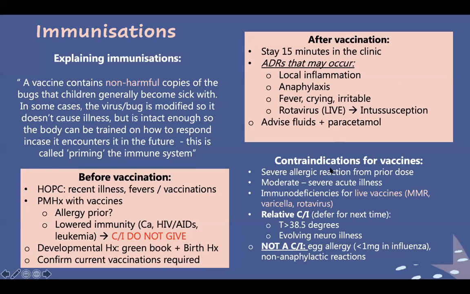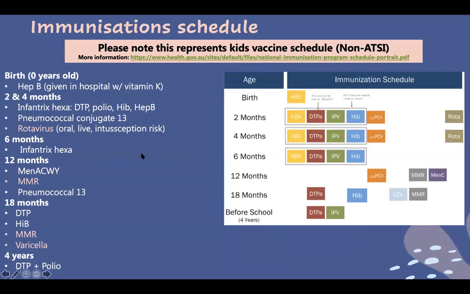If they have immunodeficiency, they can't, or even if they're pregnant, they can't have live vaccines. So as you may already know, MMR is contraindicated in pregnancy for that reason, varicella and rotavirus as well. And some relative contraindications are if they're febrile greater than 38.5 and if they have an evolving neuro illness, but an egg allergy is not a contraindication, which was one of the past exams.